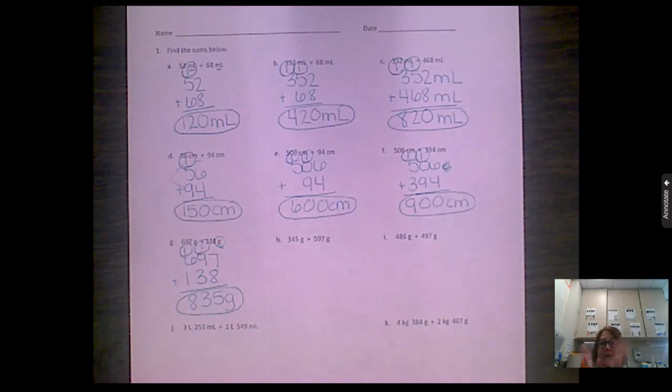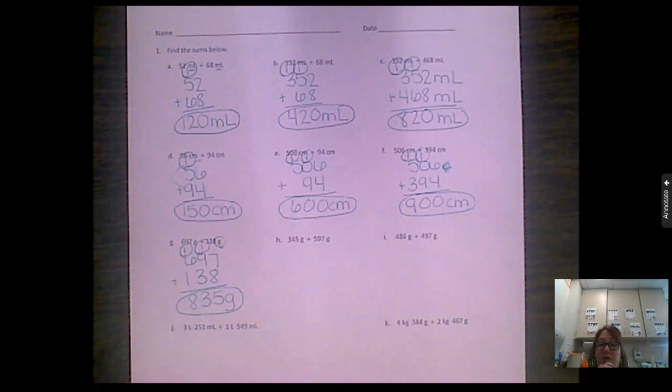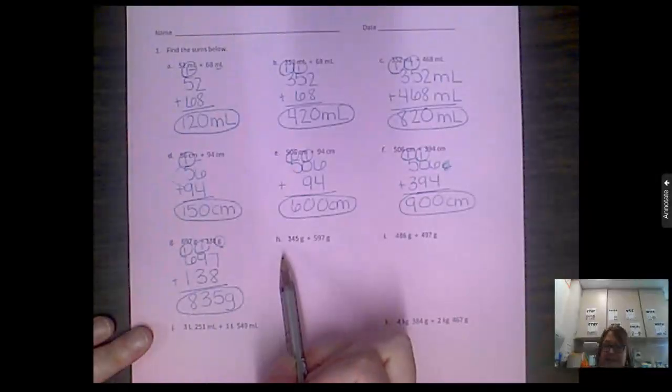So it is fine if we make a mistake. We make mistakes all the time in math, but that's how we learn, right? But we only learn if we go back and we look and see what our mistakes are. Okay, so we did G together, so we're moving on to H.